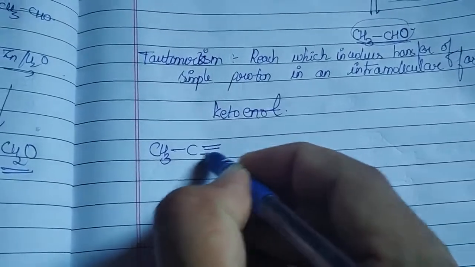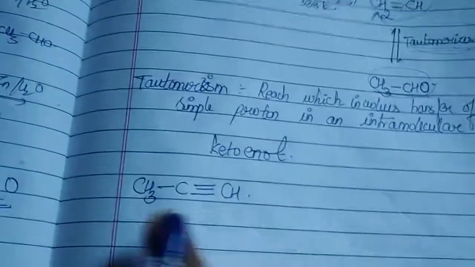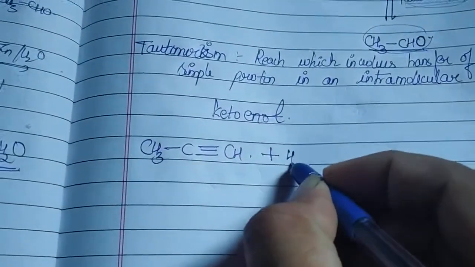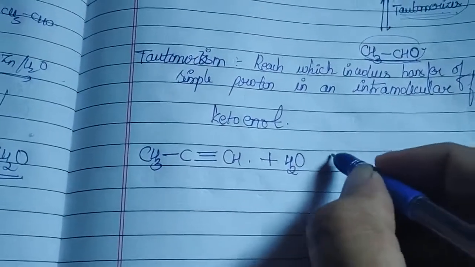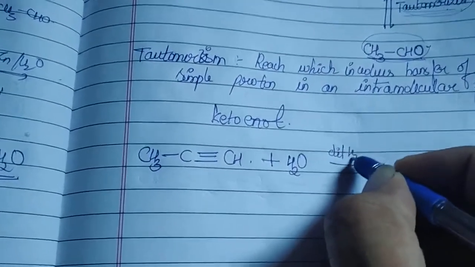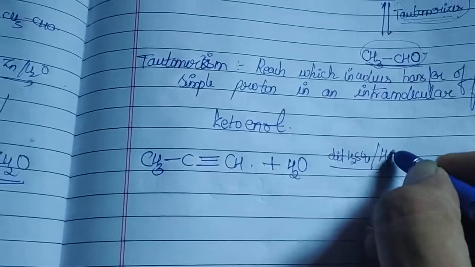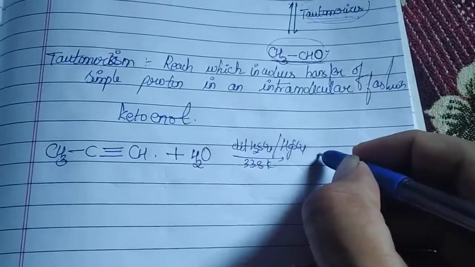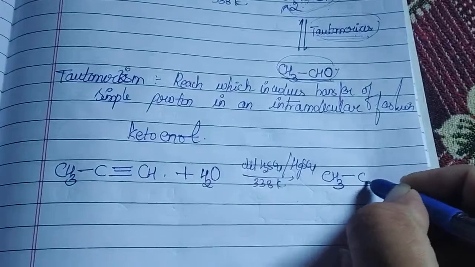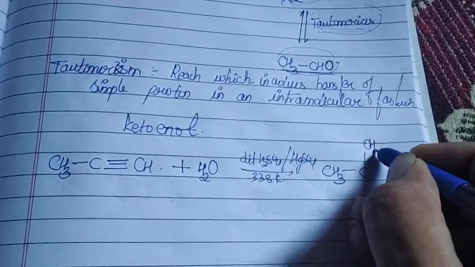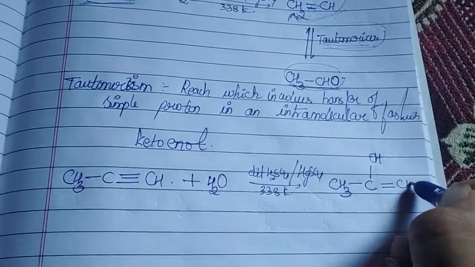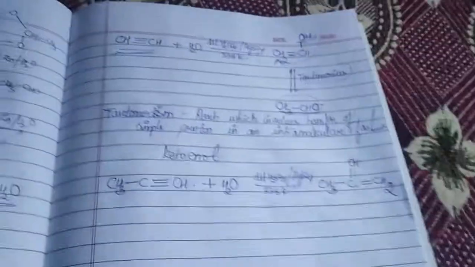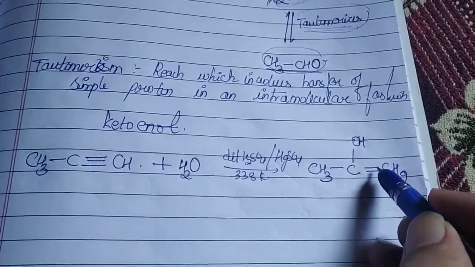CH3C triple bond CH. So this is our propyne. What we have come to know: when I hydrate it with H2O in the presence of dilute H2SO4 and mercuric sulfate, at a temperature of nearly 338 Kelvin, see the product you get: CH3C(OH) double bond CH2. Able to see the difference? So here now we have an ene and an ol.